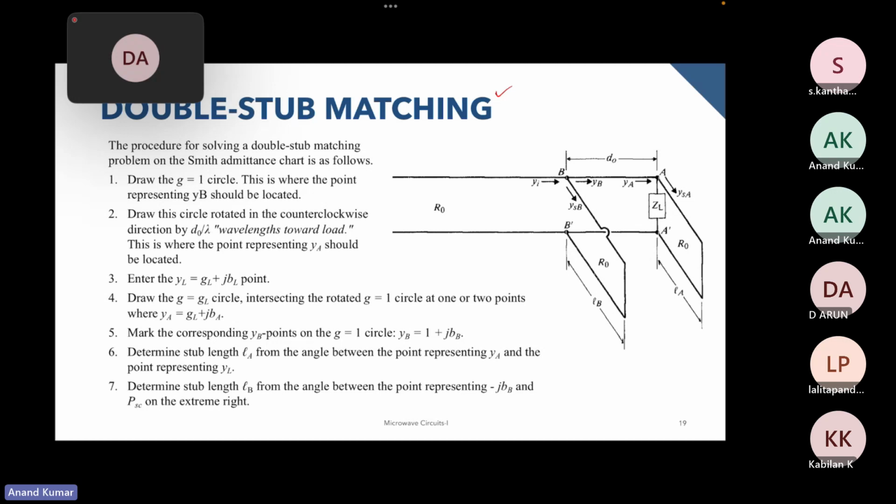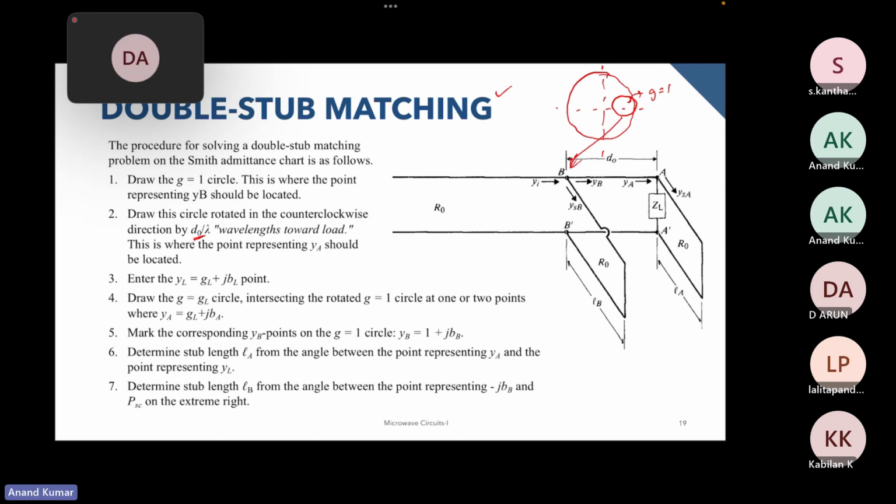If you take a look at the circuit over here, let me just draw this circle. So this is somehow the Smith chart, bear with me. This is the Smith chart, and this is the G equal to 1 circle. Now the circle has to be rotated counterclockwise by d naught by lambda wavelengths towards the load. This particular circle corresponds to this point over here.